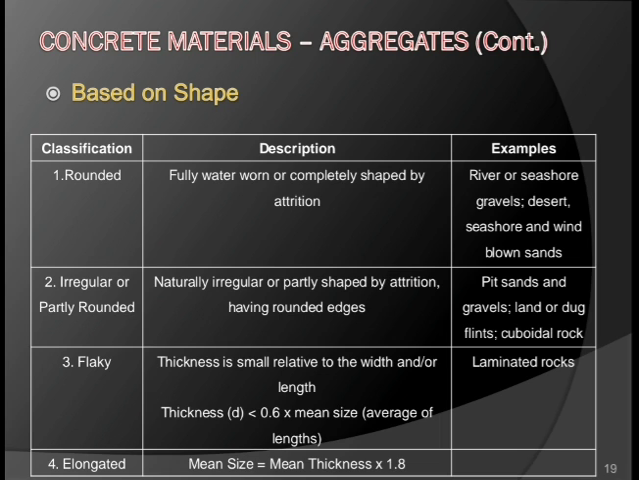Flaky means thickness is small relative to width or length. One of the dimensions is very large compared to the other. Laminated rock. In elongated rock, mean size is equal to mean thickness times 1.8. So in flaky and elongated aggregates, thickness is very small compared to other dimensions like length or width.